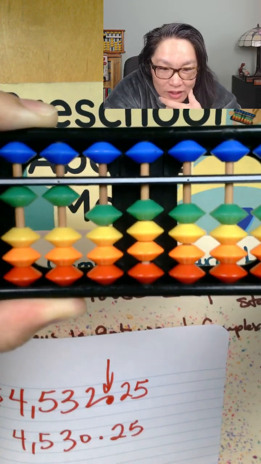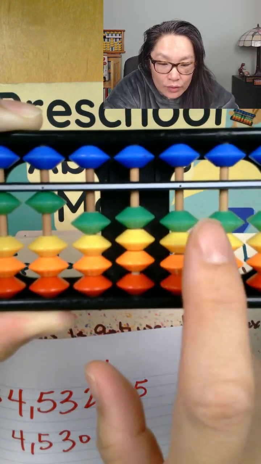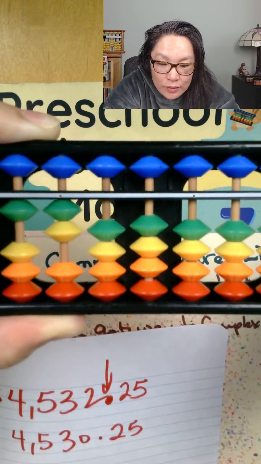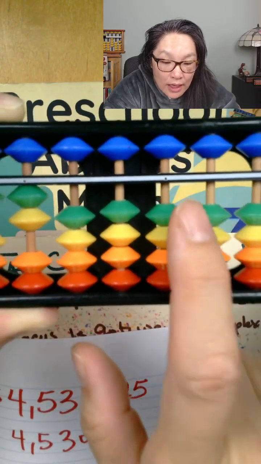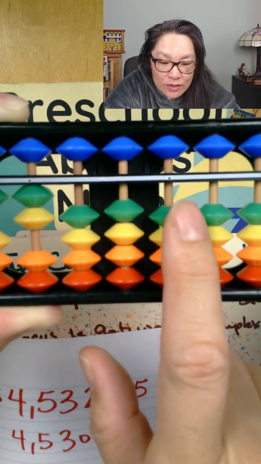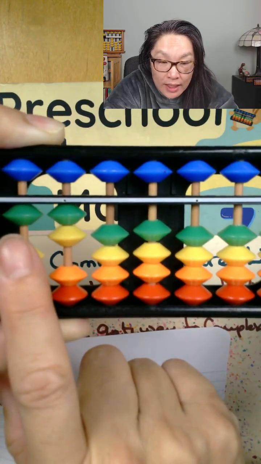I always wanted to know how to read the abacus, right? Yeah, we're reading the abacus. When we do this, it would be 12,000. The reason why is because I said that this was going to be my ones, my tens, my hundreds, my thousands, and my 10,000.